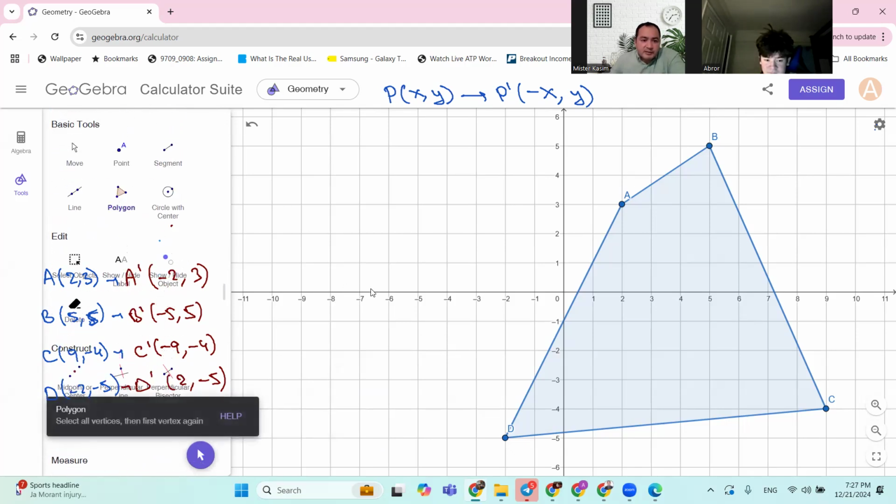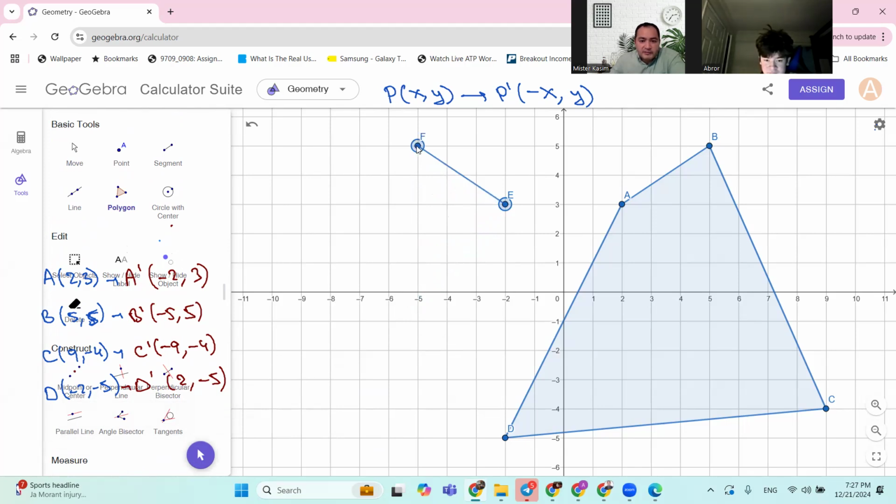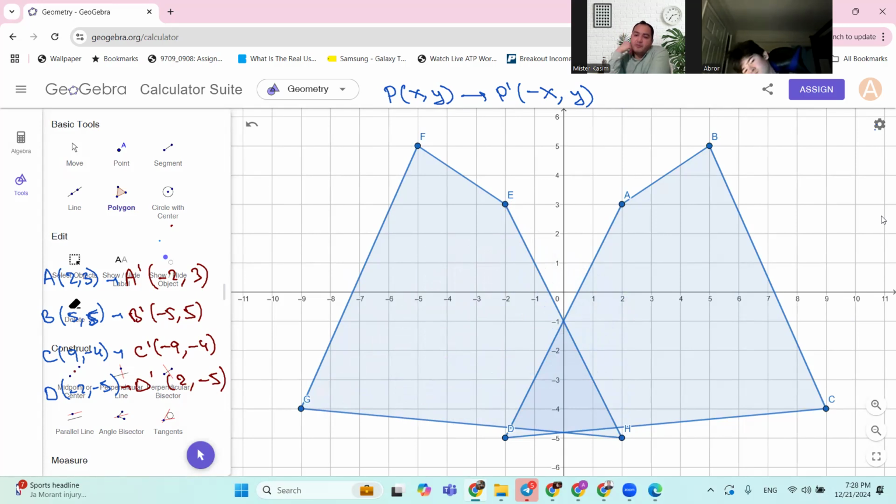Okay, let's redo this. -2, 3. It is here, right? Okay. -5, 5. It is here. -9, -4. It is here. And 2, -5. It is here, right? And we just combine and then connect these. So that is the reflection of this figure about the y-axis. If you're given the coordinates to reflect a figure about the y-axis, you need to multiply the x coordinates by -1.